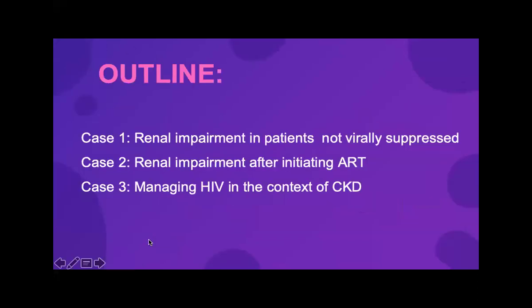Okay, so our outline for today, our first case I'm going to speak about is going to focus on renal impairment in patients who are not virally suppressed. Our second case is going to be about renal impairment after initiating ART. And our third case is going to look into managing HIV in the context of chronic kidney disease.